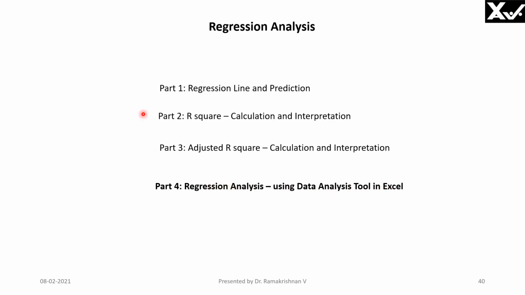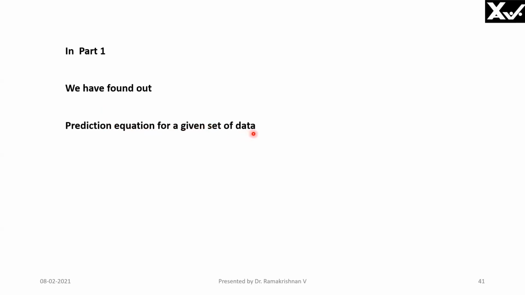In this, we are going to do all that we have done in part 1, part 2, and part 3 within minutes using this data analysis tool. In part 1, we found the prediction equation for a given set of data, input variables X and output variable, response variable Y. Initially, we did it for 2 input variables and 1 response variable. Then we did it for 3 input variables, X1, X2, X3, and 1 response variable Y.